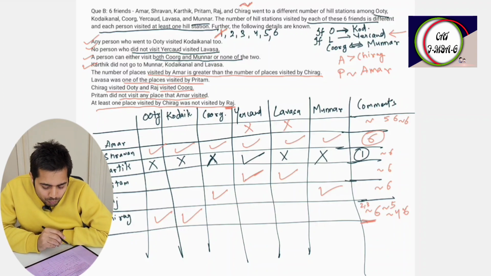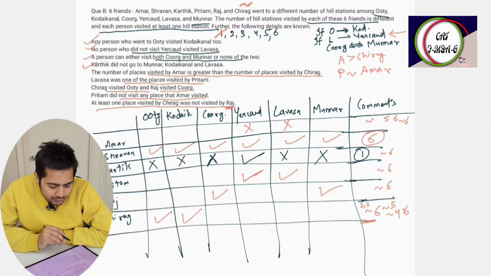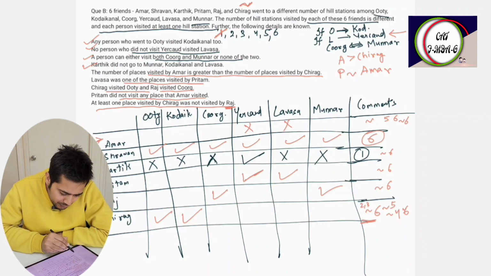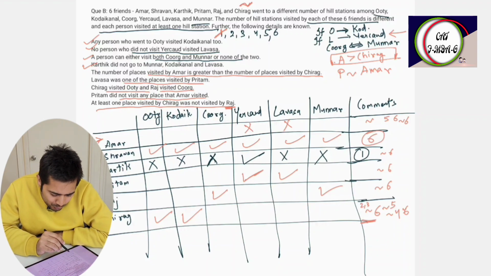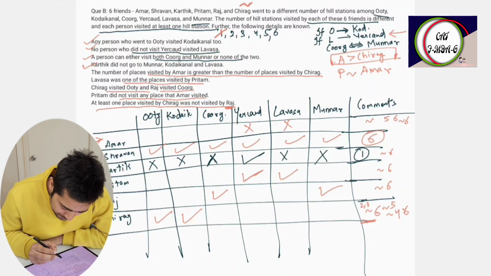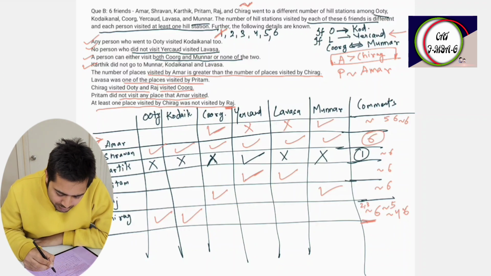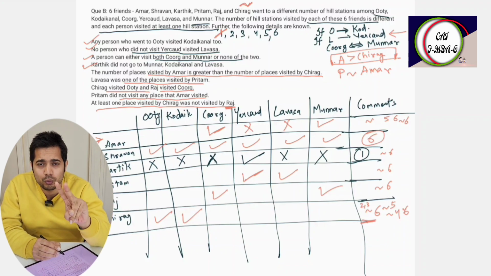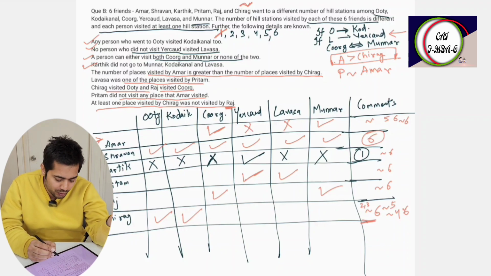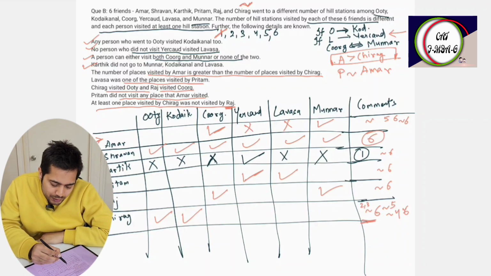Getting it? Now let's see. Amar has to be greater than Chirag. Yeah. Okay. So Amar can be 3 or 4. If Amar has to be 3, then Munnar and Coorg have to be there. Because if Munnar is not there, then Coorg is not there, and then Amar will be left with only 2 places. And if Amar is 2, then Chirag will have to be 1, but 1 has already been taken by Karthik. So definitely these 2 will be there.